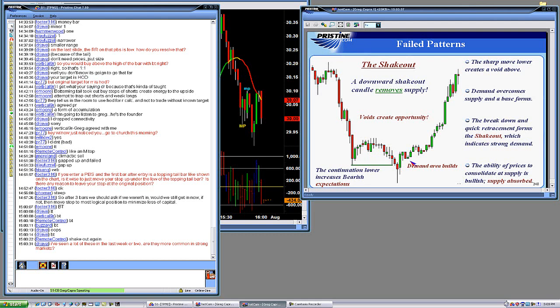Downside failures or downside shakeouts like that are definitely going to be more common in a strong market environment. Absolutely.